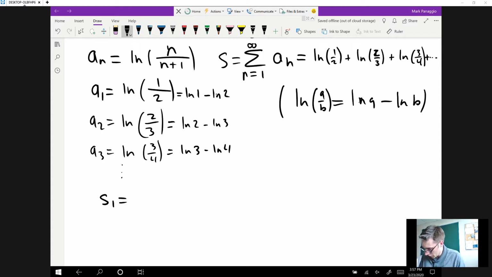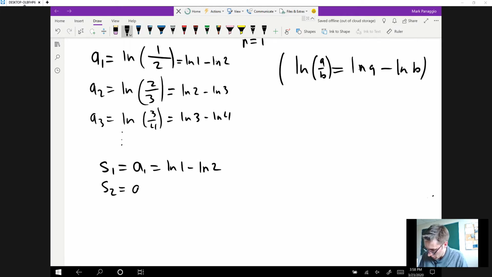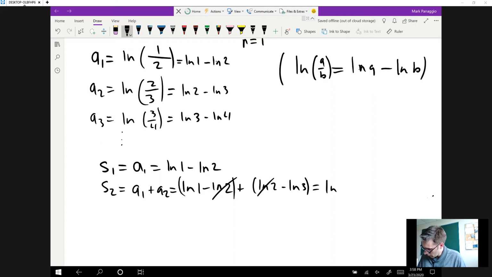Okay, so now that we've got our individual terms mapped out, let's think about some partial sums. S1, the sum of just the first term, is just a1. So that's log 1 minus log 2. S2 is the sum of the first two. And that would be log 1 minus log 2, plus log 2 minus log 3. And notice the log 2's are going to cancel. And so we'll have log 1 minus log 3 that stick around. And some of you may have noticed that log 1 is something we can simplify as well. That's actually just 0. But I'm going to leave it there for now, just so that you see the pattern.